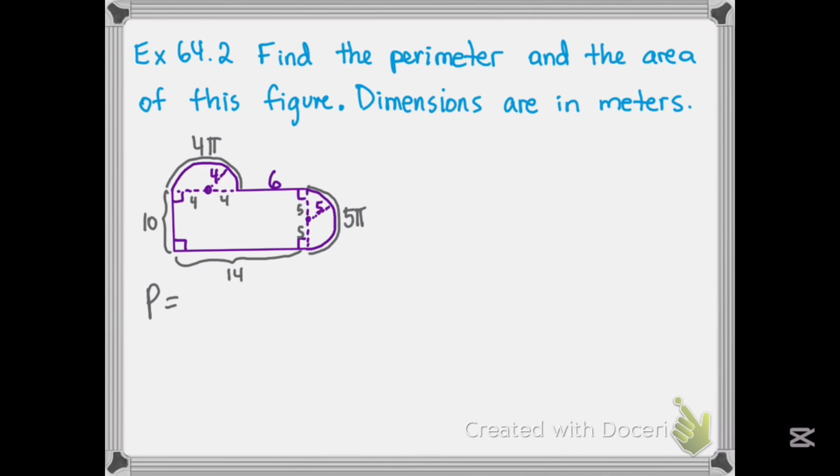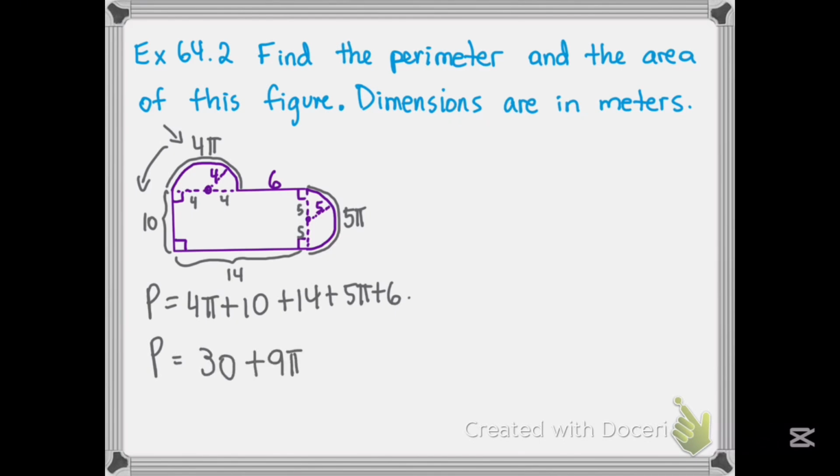Now that we have all of these measurements, let's add them together. I'm going to start with 4 pi. Okay, so remember, always go in order so you don't leave anyone behind. 4 pi plus 10 plus 14 plus 5 pi plus 6. And if we add like terms, that's going to be 30 plus 9 pi. And that's it. Remember, you cannot add those two things because they're not like terms. We cannot say the answer is 39. It's 30 plus 9 pi.